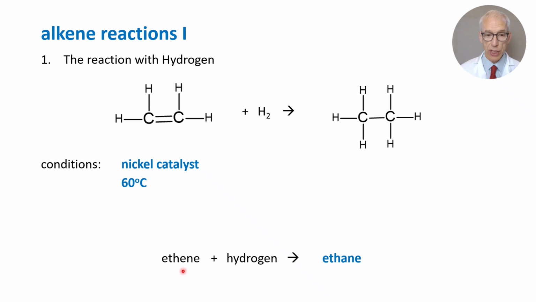So here's the word equation. Ethene and hydrogen forms ethane. Stop the lesson and write the balanced chemical equation. Okay, so I'm going to reveal. Ethene, C2H4, and hydrogen goes to C2H6, ethane.